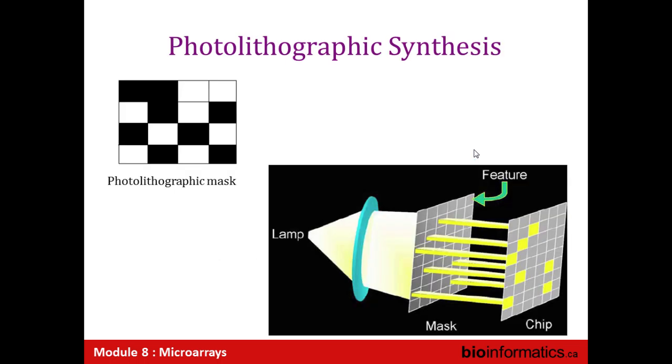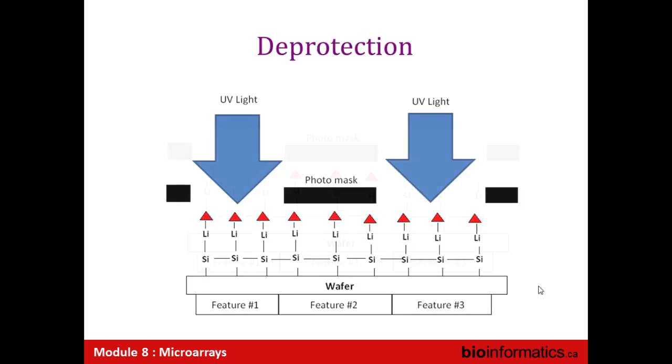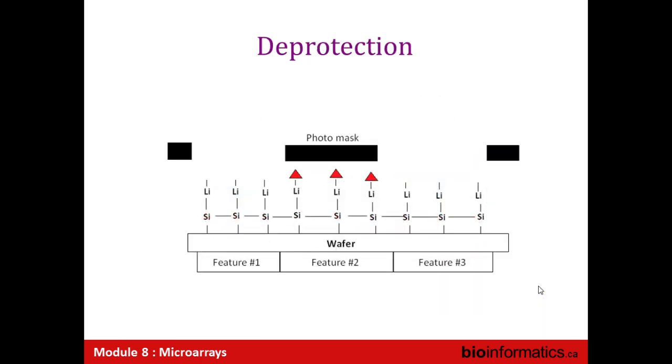Let me make one other point here. This is also, of course, why it's critical to do this in a clean room. You can imagine that a single stray speck of dust coming in here will diffract this light, and that light will go in many different directions. So another one of the key characteristics in making microarrays or good computer chips is that you have a very low air particulate ratio. You want to have as few things in the air as possible. So if this works correctly, then only features 1 and 3 will be activated by the UV light.